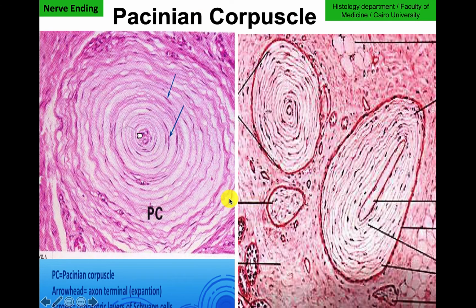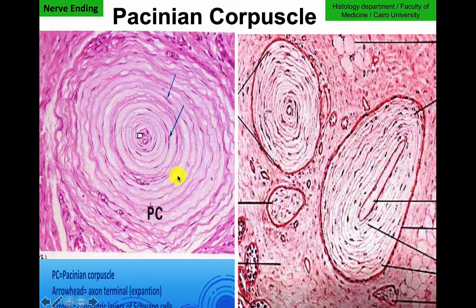After that, we will move to the second nerve ending, which is the Pacinian corpuscle. The Pacinian corpuscle is present in many locations. It is present in the connective tissue hypodermis of the skin. It is present also in the capsule of joints, periosteum of bones, and in internal organs like pancreas, urinary bladder, and the rectum.